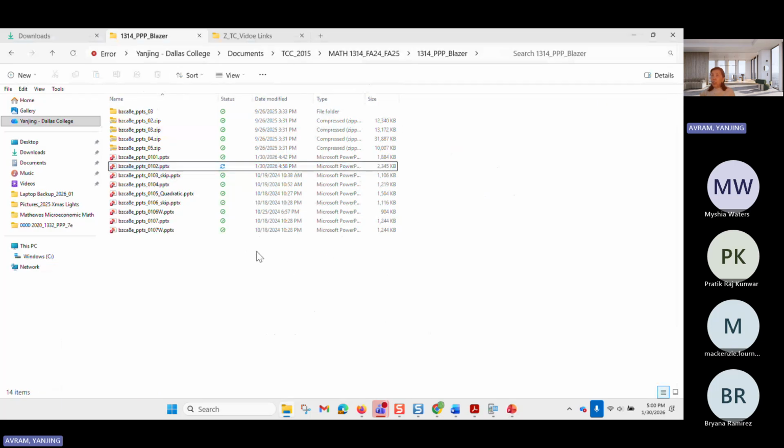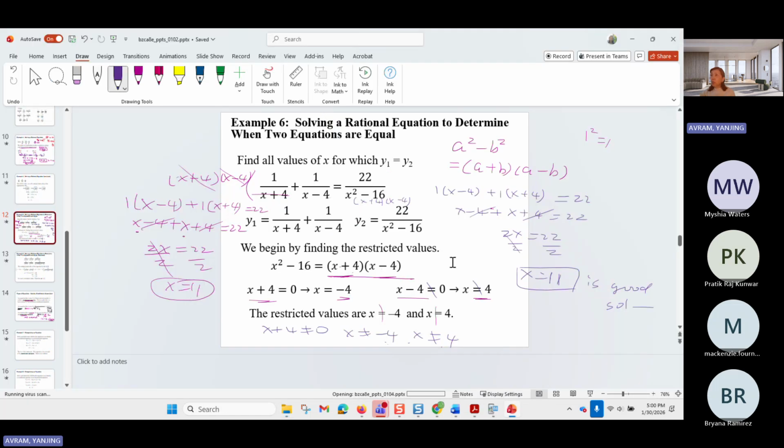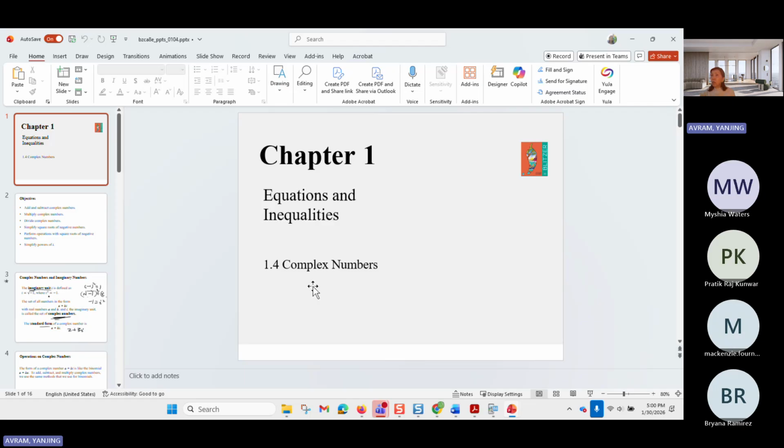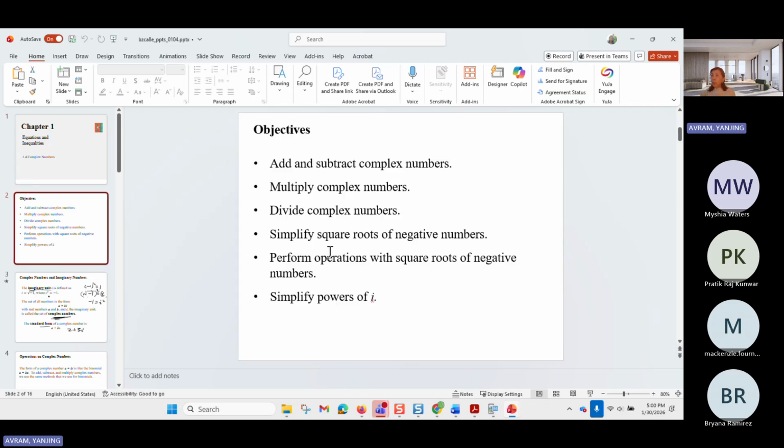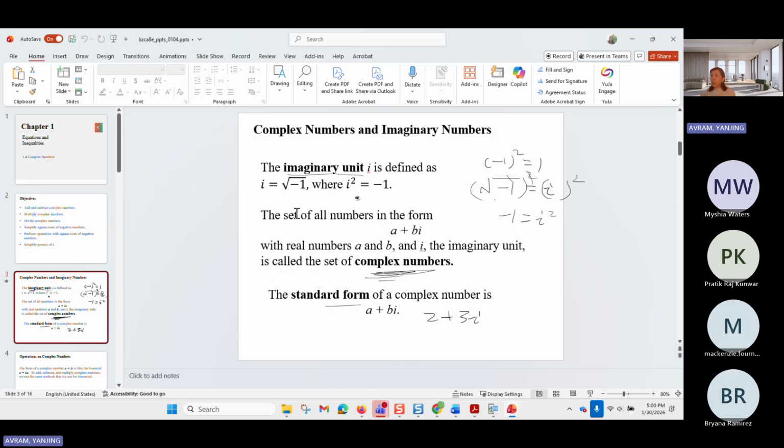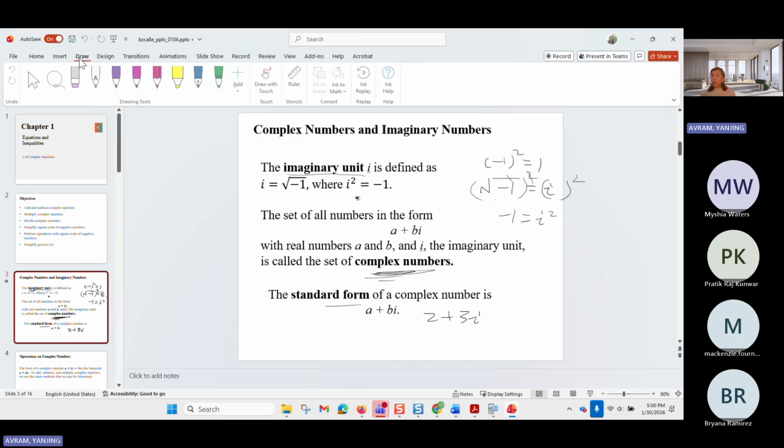All right, so that is our 1.2. We skipped the 1.3, so let's see, what is 1.4? Okay, 1.4 is about complex numbers. Yes, in college algebra, we do learn complex numbers, which are not real numbers. Okay, what's a complex number? That is called an imaginary number.